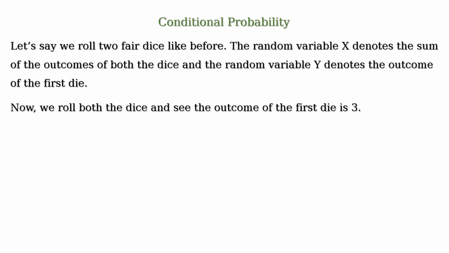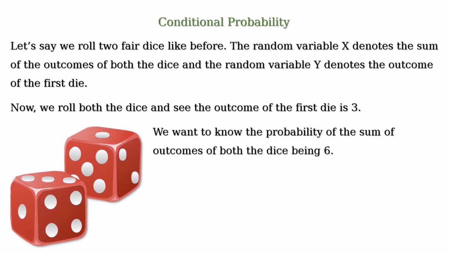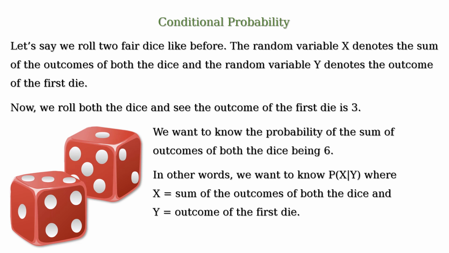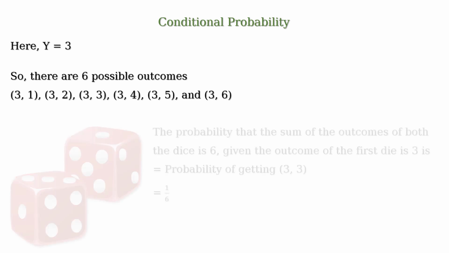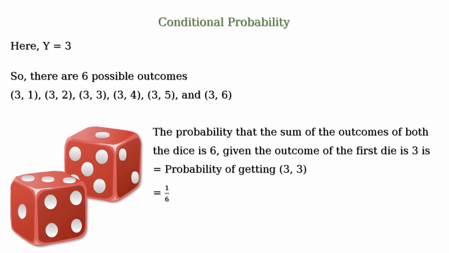Now, we roll both the dice and see the outcome of the first die is 3. At this point, we want to know the probability of the sum of outcomes of both the dice being 6. In other words, we want to know P(X given Y), where X is the sum of the outcomes of both the dice and Y is the outcome of the first die. Here, Y is equal to 3. So, there are 6 possible outcomes. So, the probability that the sum of the outcomes of both the dice is 6 given the outcome of the first die is 3 is the probability of getting 3, and that is 1 by 6.